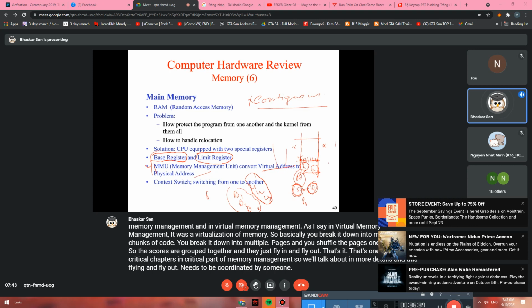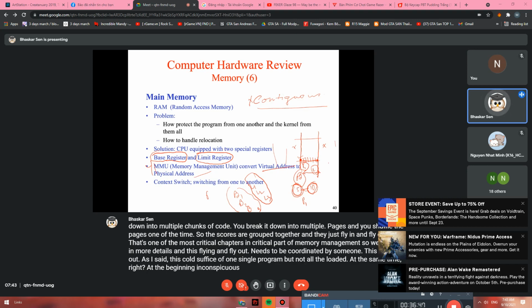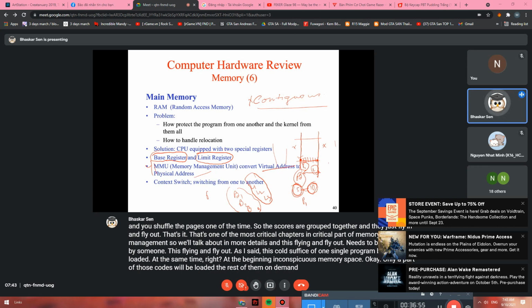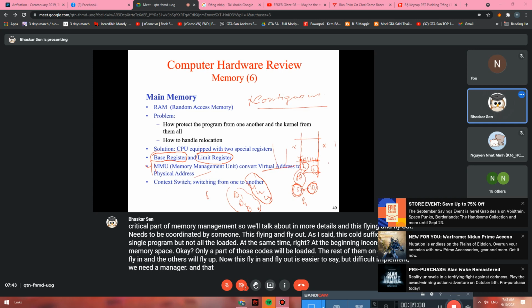This fly in and fly out, as I said, these codes of one single program will not all be loaded at the same point of time right from the beginning in contiguous memory space. Only a part of those codes will be loaded. The rest of them on demand will fly in and the others will fly out. Now, this fly in and fly out is easier to say, but difficult to implement. We need a manager. And that manager is Mr. MMU, Memory Management Unit.